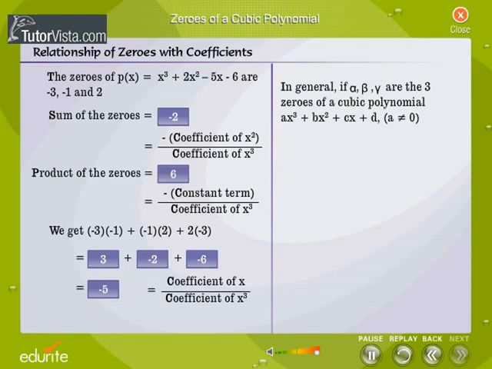In general, if alpha, beta and gamma are the three zeros of a cubic polynomial, ax cubed plus bx squared plus cx plus d, a not equal to 0, the sum of its zeros is equal to minus b by a. The product of its zeros is equal to minus d by a. The sum of the products of the zeros taken 2 at a time is equal to c by a.